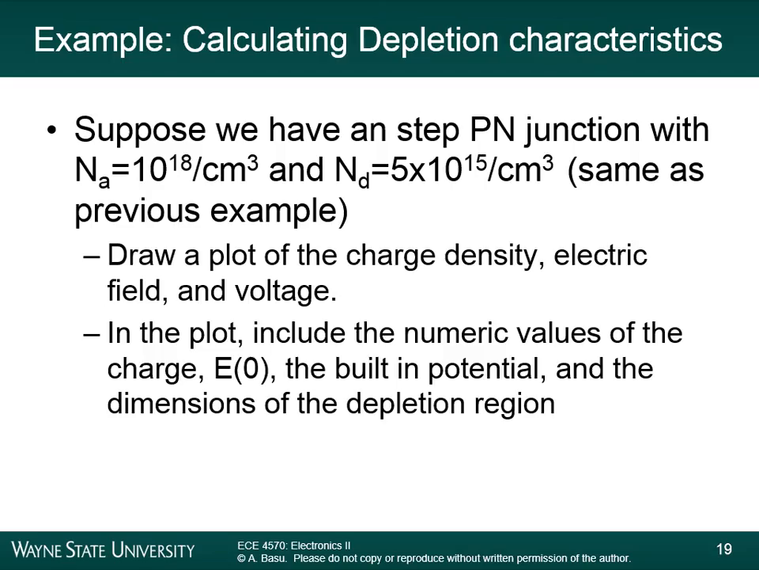Moving on now, calculating the depletion characteristics. You have a homework problem that's virtually identical to this example problem. To save some class time, I'm going to have you do this as part of your homework assignment, so we're not doing it twice, because this one will take some time and I don't want to take the rest of the class period to finish it. What you're asked to do is suppose you have a step PN junction with Na equals 10 to the 18th, Nd equals 5 times 10 to the 15th. So what type of diode do we have here? Is it a P plus N or an N plus P?